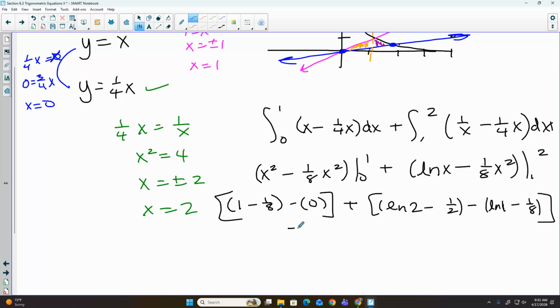so 1 minus 1/8 would be 7/8 plus the natural log of 2 minus a half. What is the natural log of 1? It says e to what power equals 1? 0. So this is a 0.